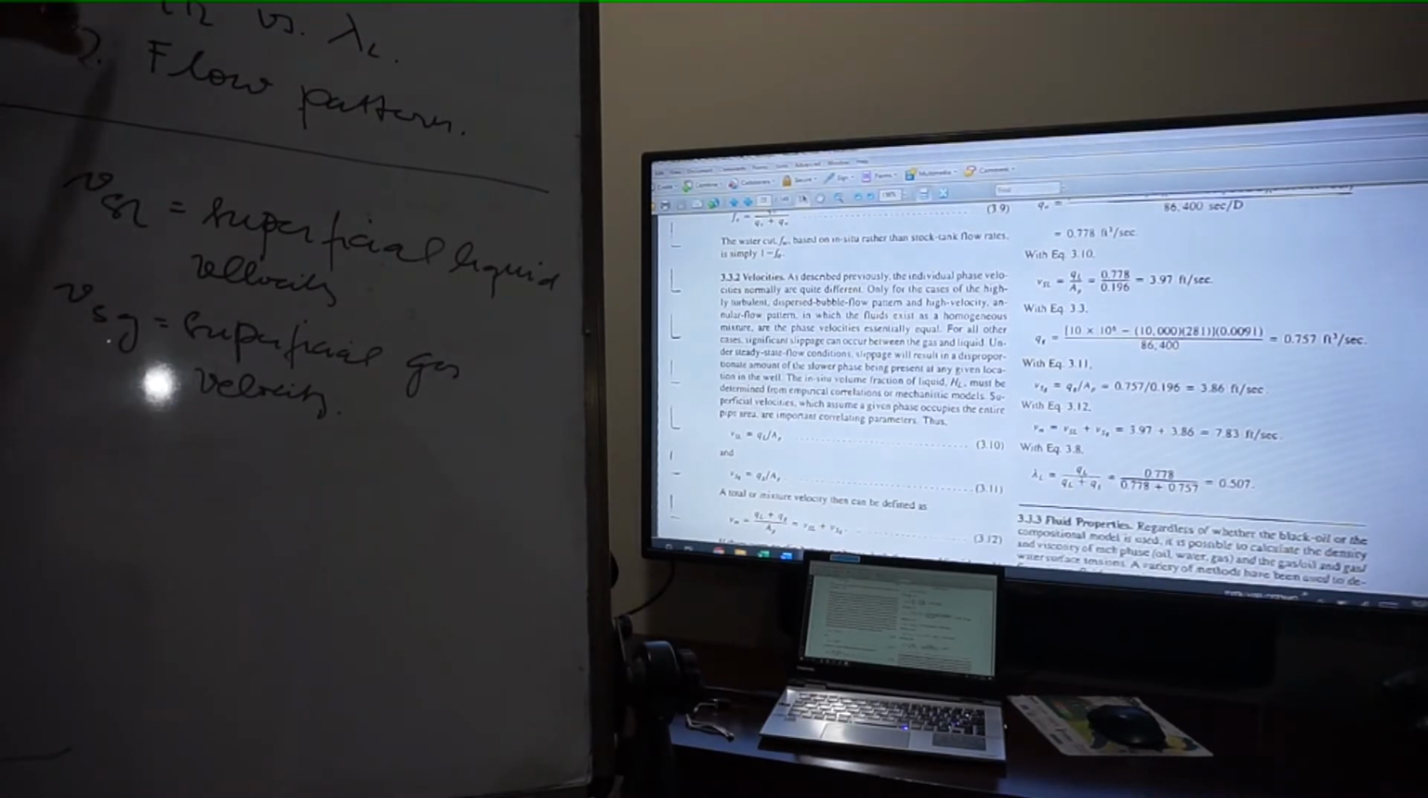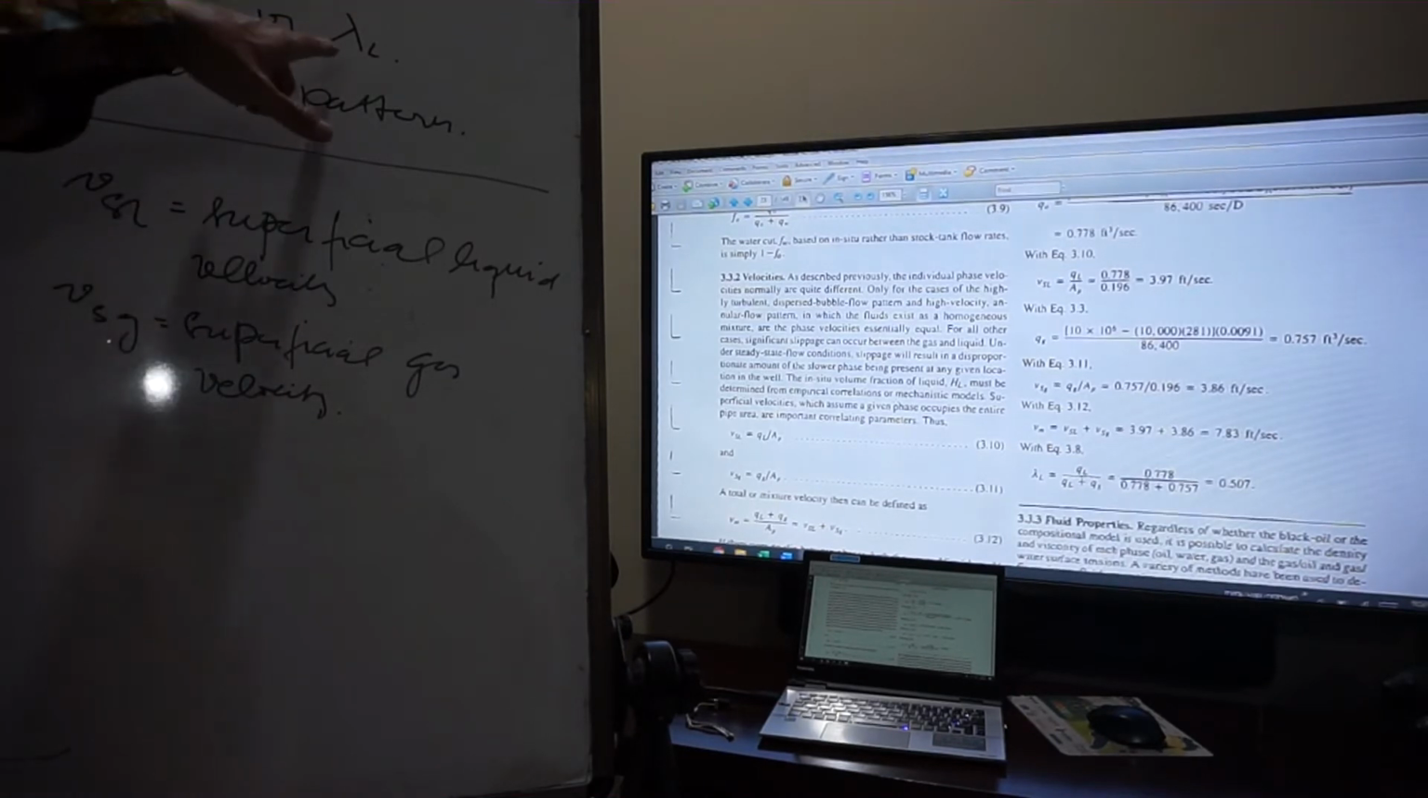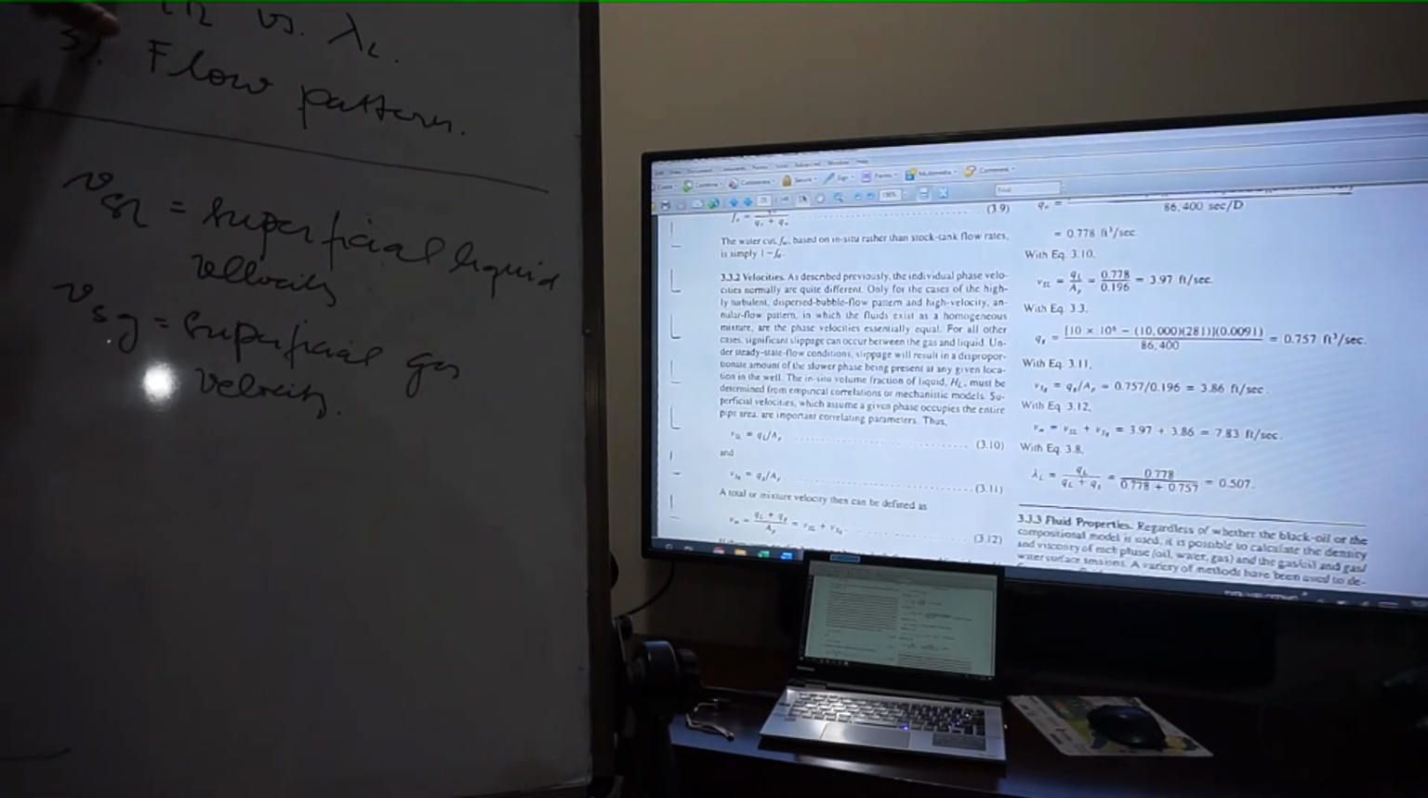So for example, like HL, physically there is an HL in the pipe, but there is no lambda L in the pipe, and there is a slip in the pipe, and there is a flow pattern also. So this one and this one and this one actually does not physically exist in the pipe. Why do we go through that? Because this one is coming from the actual production after separation.